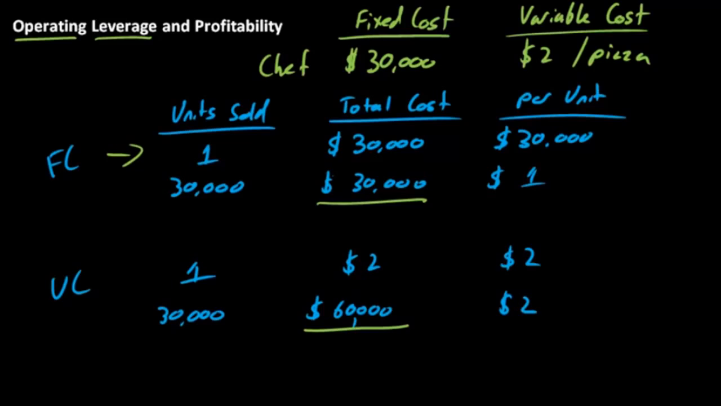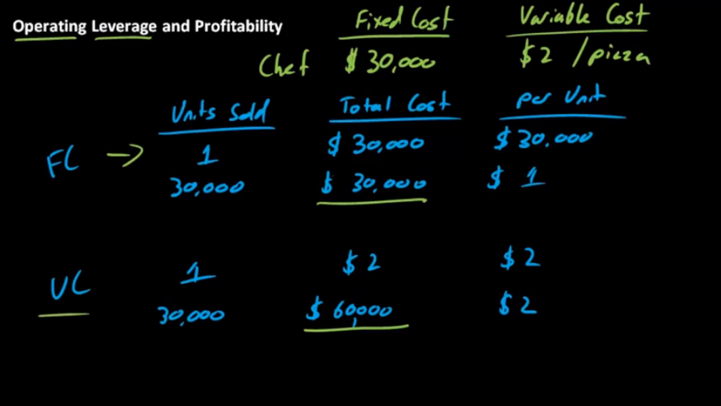Under scenario 2, we switched to a variable cost structure, and when we sold 30,000 pizzas, our cost increased to $60,000. And so this really works out to a risk versus reward issue. If you want to take a lot of risk, you want to rely on fixed costs and then just get your volume up and you'll make lots of money. However, you're taking lots of risk because if you can't get your volume up, you're going to lose a lot of money.